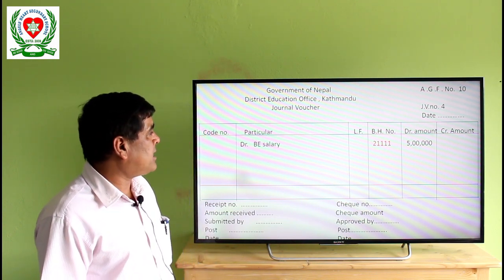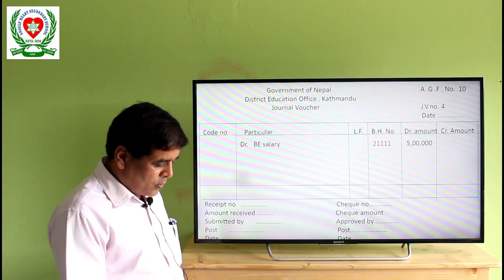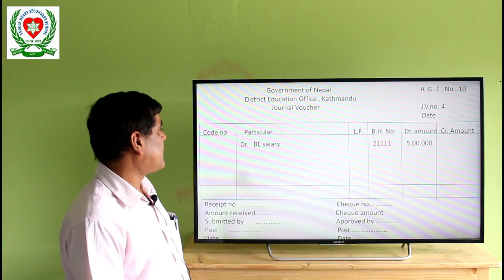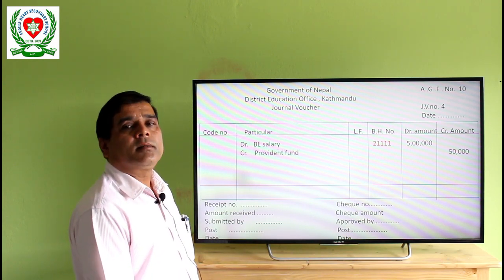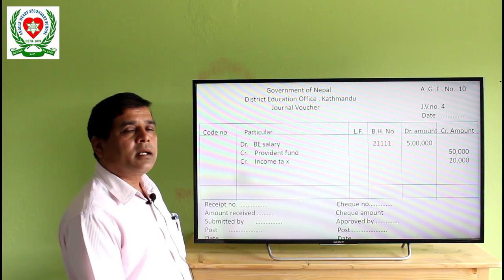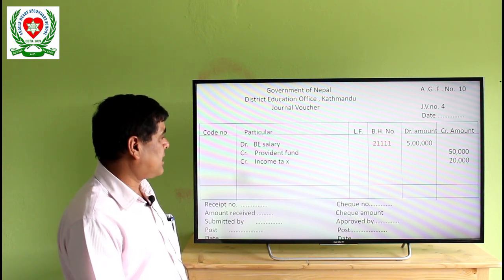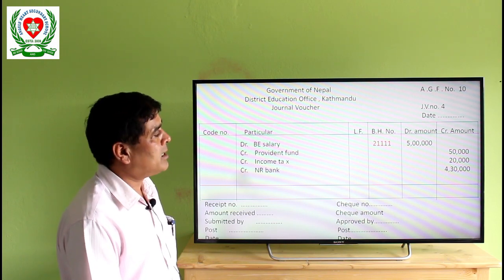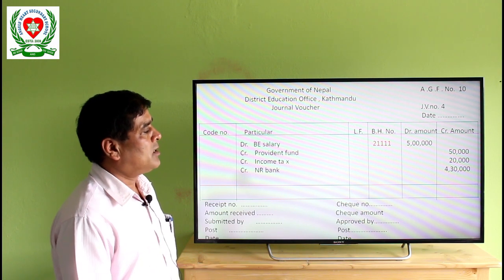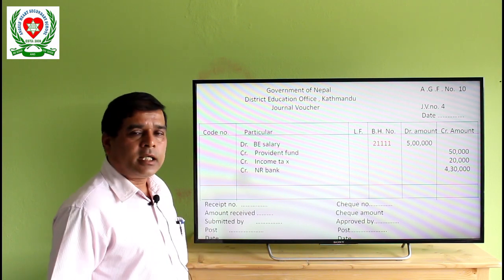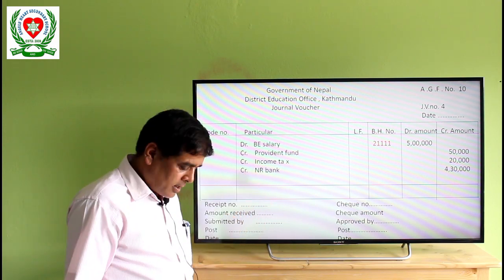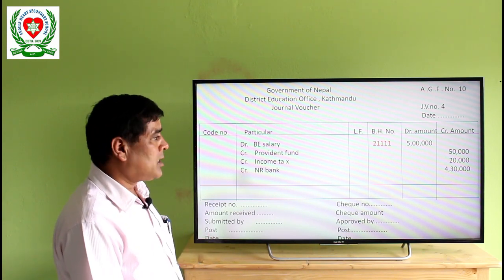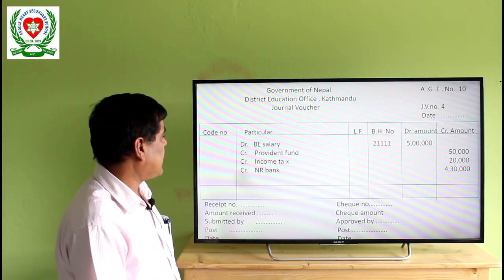The budget expenditure head of salary is 21111. It should be written here, with amount 5 lakh; credit provident fund 50,000, credit income tax 20,000, and credit NR Bank, the remaining amount, 4,30,000. This 4,30,000 should be given to the employees after deducting provident fund and income tax. Only the check of 4,30,000 is issued from the office to distribute salary, and narration should be written.